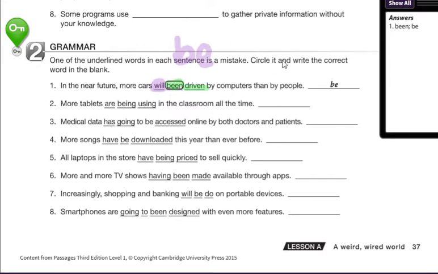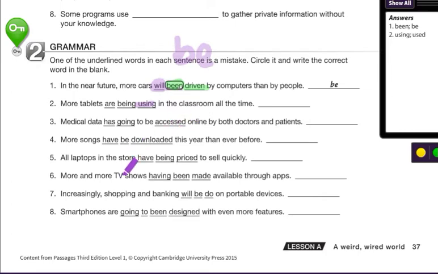Doesn't matter. Then number two, it says more tablets are being using in the classroom all the time. Okay, in this case, are being is correct. More tablets, plural noun. We have are and being, corresponding to the continuous passive voice, but the problem is using as the main verb. It's not correct because we have to use the past participle. This is a present participle, and we don't use the present participle in the passive voice. Remember that the passive voice is used to emphasize the object rather than the subject.